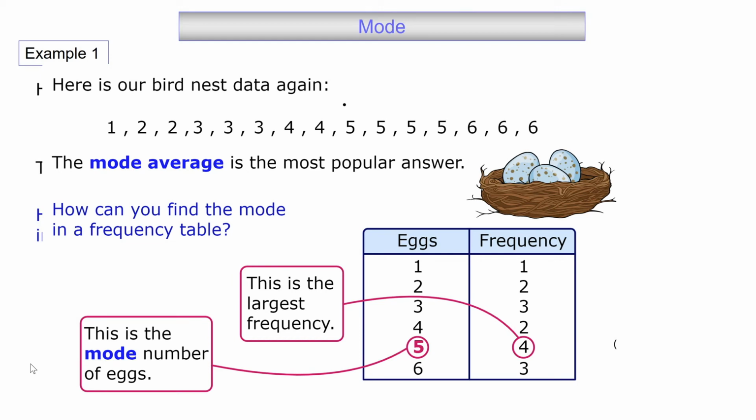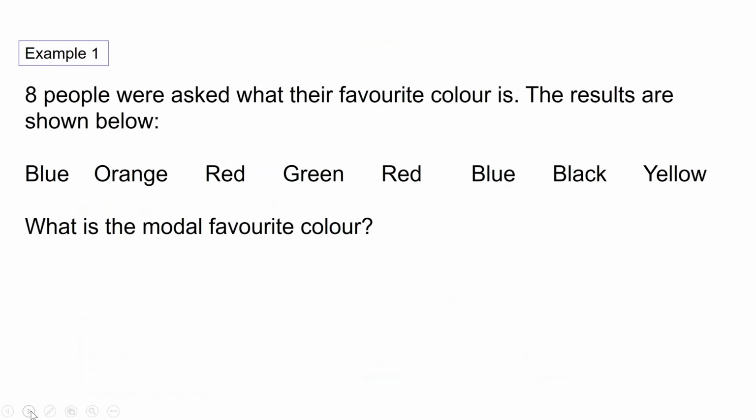So far we've been finding the mean and the mode from quantitative data. But here's an example of qualitative data where we are able to find the mode. So mode is the only average that we can use when we have qualitative data. So here's an example. 8 people were asked what their favourite colour is. The results are shown below. Blue, orange, red, green, red, blue, black, yellow. What is the modal? Now that word modal means the mode.